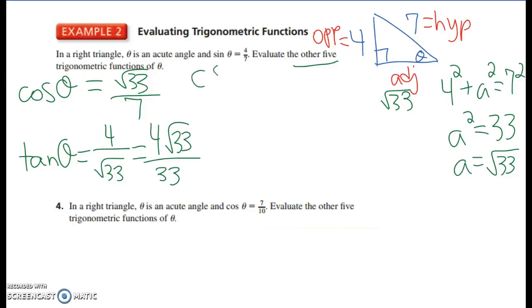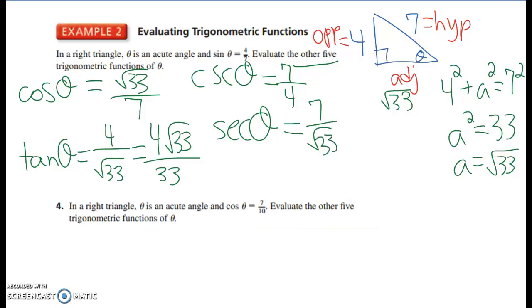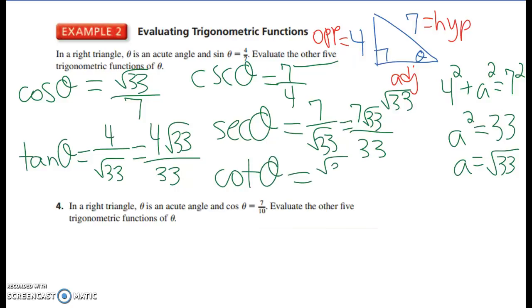And then I have cosecant, which will be the reverse of sine, secant, which will be the opposite of cosine, and again, you need to rationalize that denominator. And then, last but not least, we've got cotangent. The cotangent will be square root of 33 over 4 because I reversed or flipped my original tangent. We're going to practice this tomorrow. Make sure you have all these in your notes.